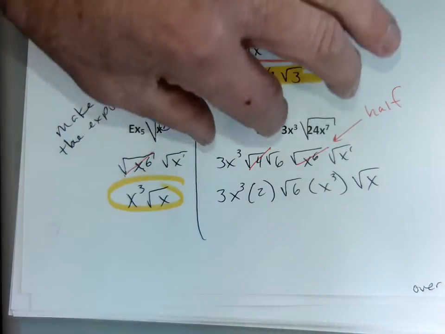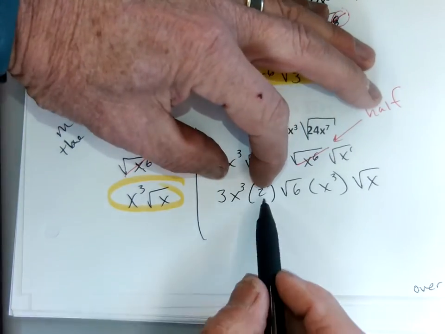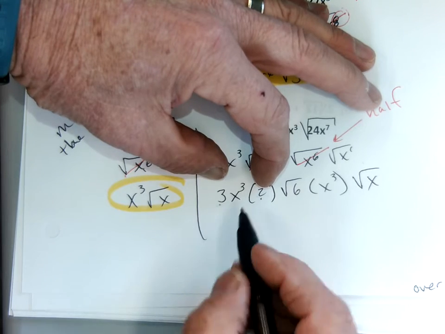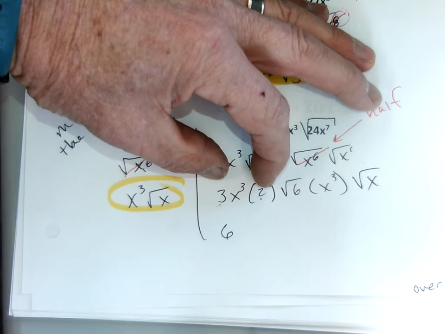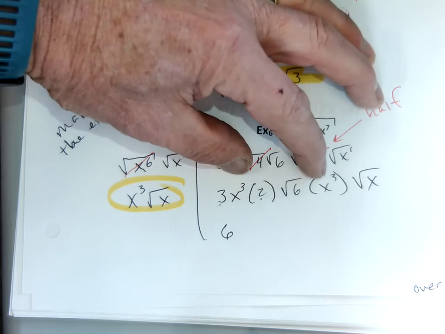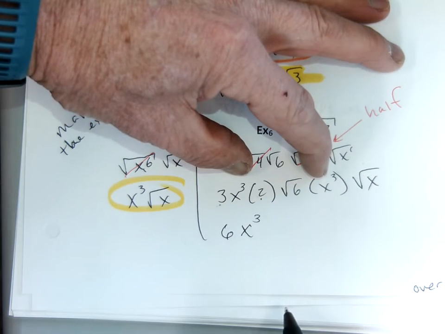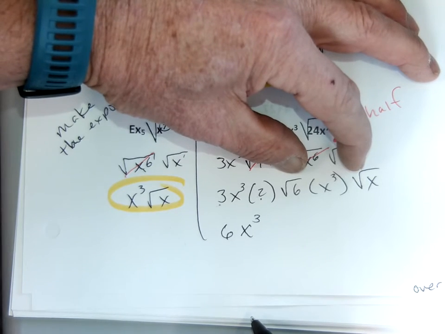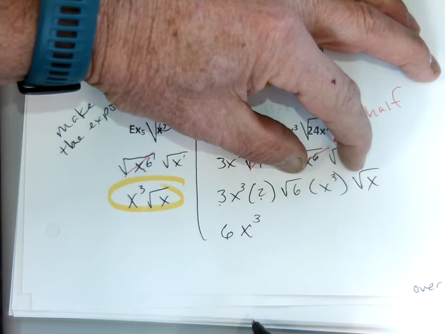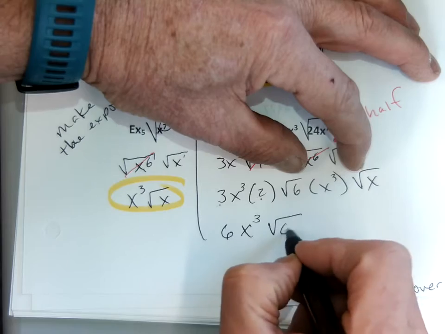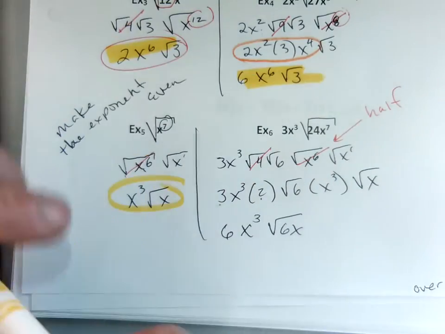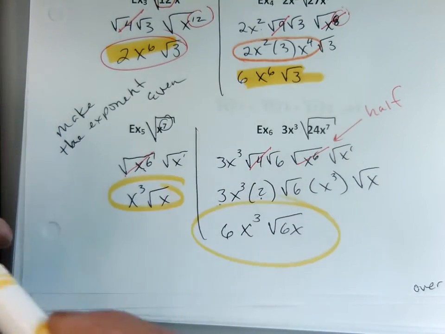Okay, now I'm just going to tidy things up. I really am. I see a 3 times 2 is a 6. I see an x cubed and an x cubed makes an x to the 6th. Combine those. And then these two are both square roots. Square root of 6, square root of x, we're just going to write square root of 6x. Okay?